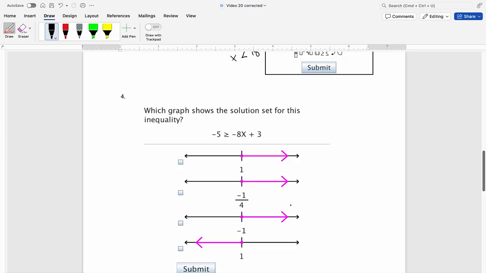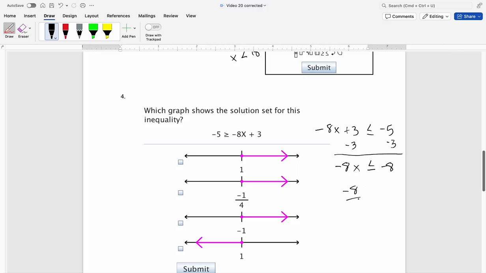Here the answers are given. All right, so we still have to solve. So we have to go through the process of solving here. So we have negative 8x plus 3. Again, this is greater than or equal to. So we're going to make it less than or equal to because we're just flipping it. So we move our variable to the left-hand side. All right, so we're going to subtract 3. So we have negative 8x is less than or equal to negative 8.